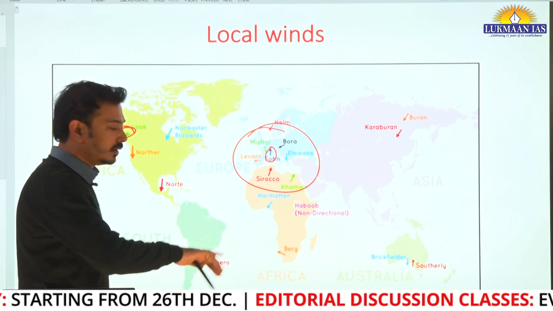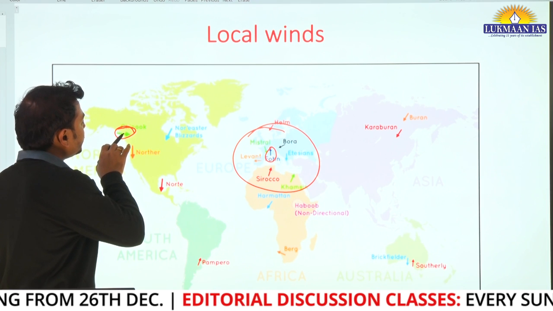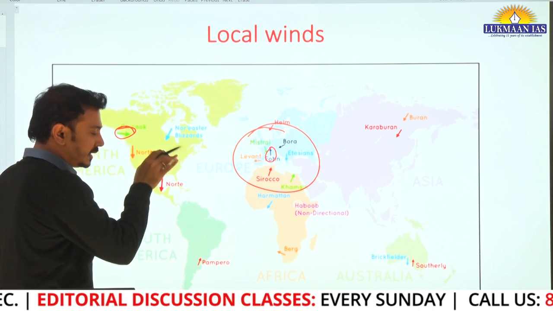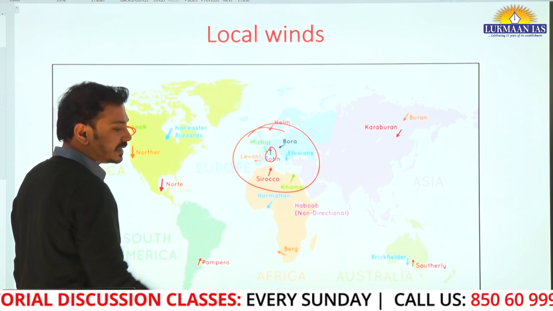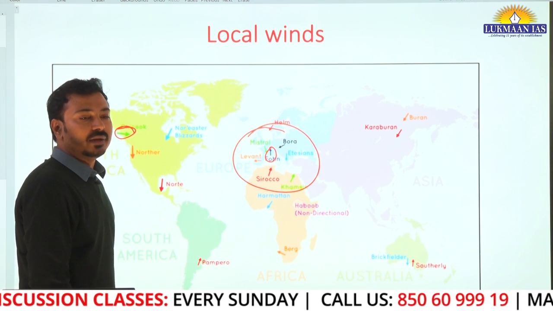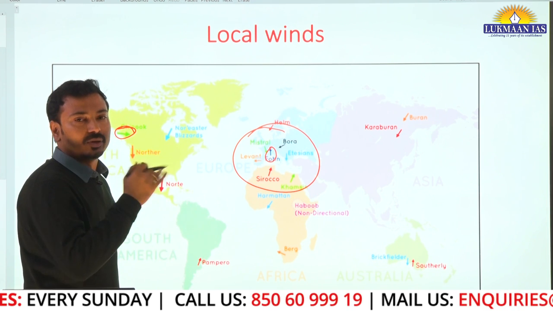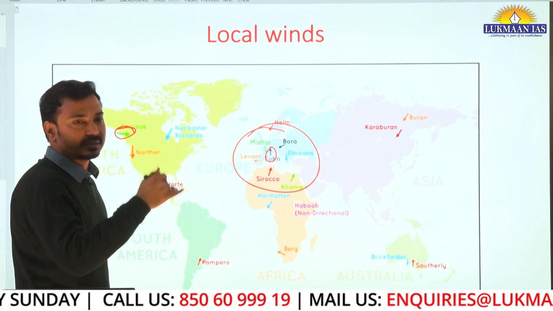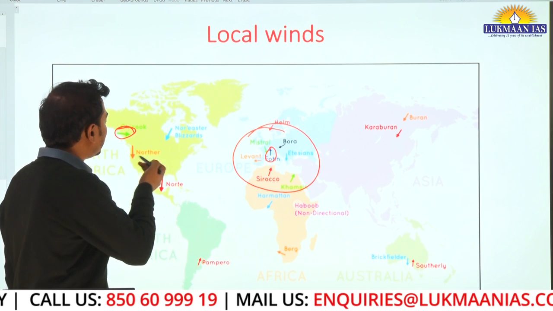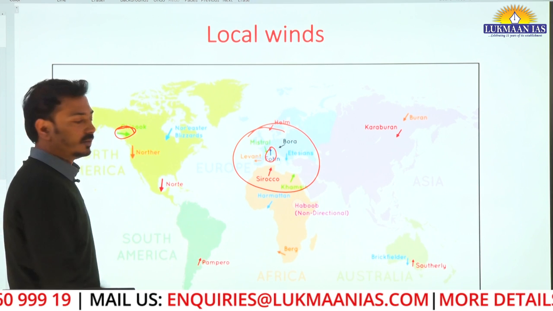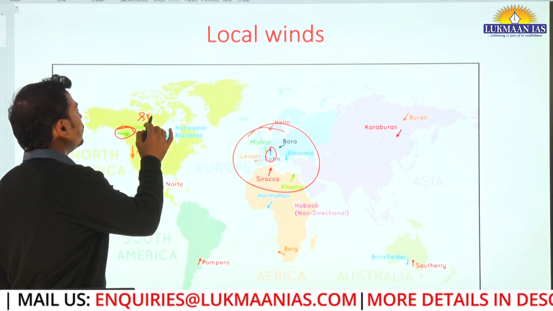Even during the winter. What we observe here, Chinook is moving from the western slopes of Rockies and descending on the eastern slopes of Rockies where there is ice cover. And that ice cover is melted because of these warm winds exposing the pastures. And that's why the name of Chinook is snow eater. Isko kya bola jata hai? Snow eater.